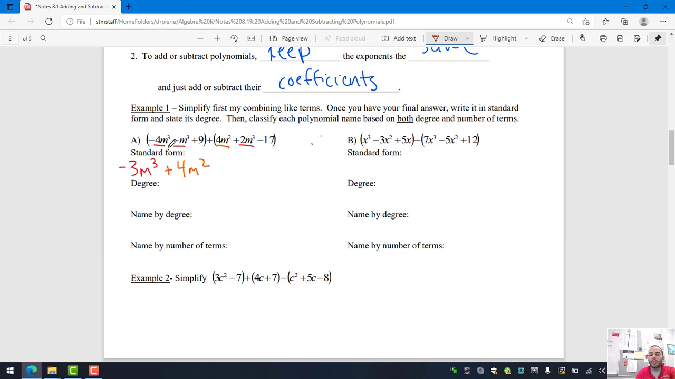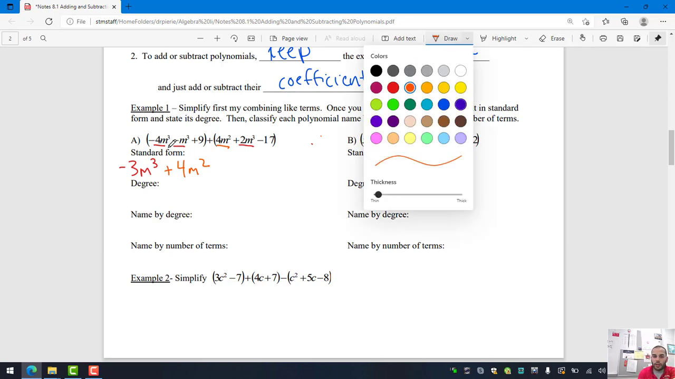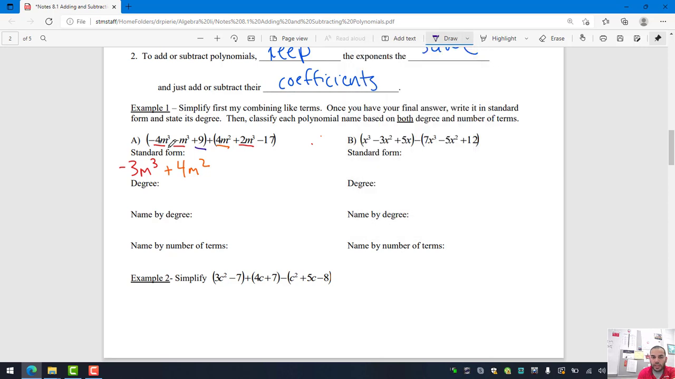Then I check, do I have any just plain old m's? No, I don't. So I go on next to the numbers. Over here, I've got a positive 9 and a minus 17. If I have 9 minus 17, you can use a calculator if you want. It should give you -8. Okay, this is my equation in standard form. Alphabetical order, it's just m's, and my exponents go in descending order, 3, 2, and then the constant.